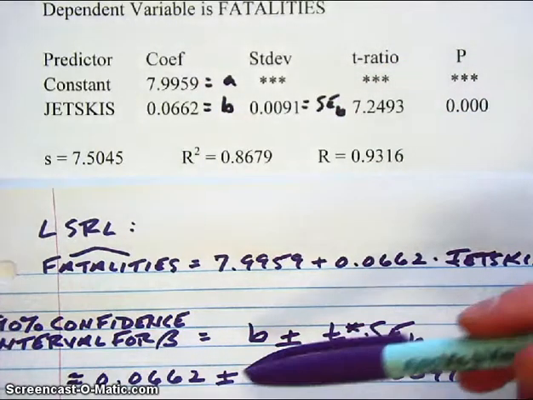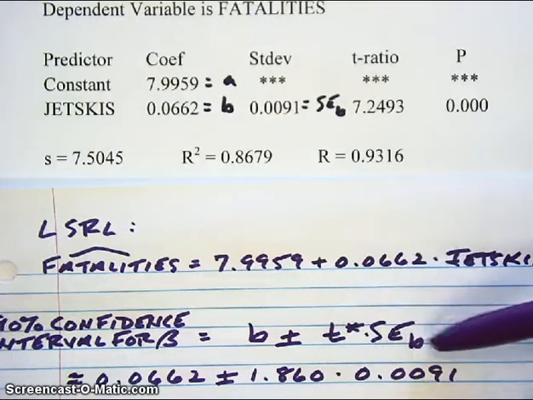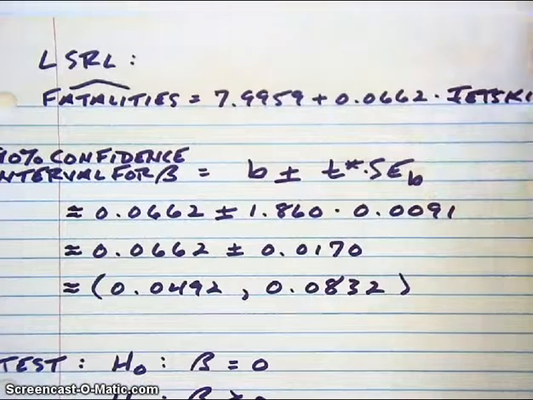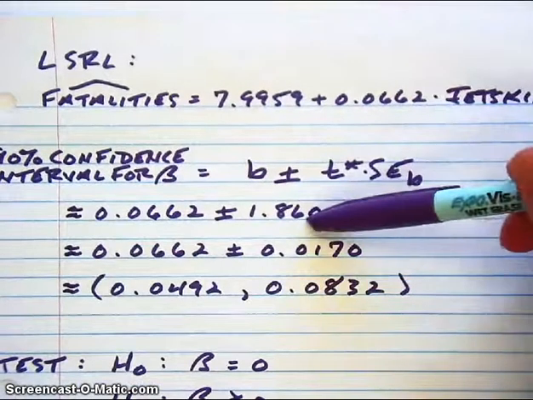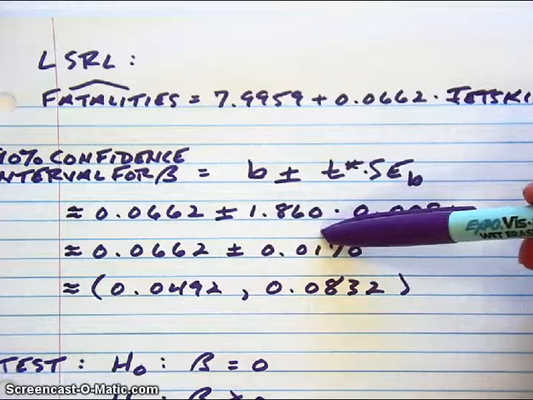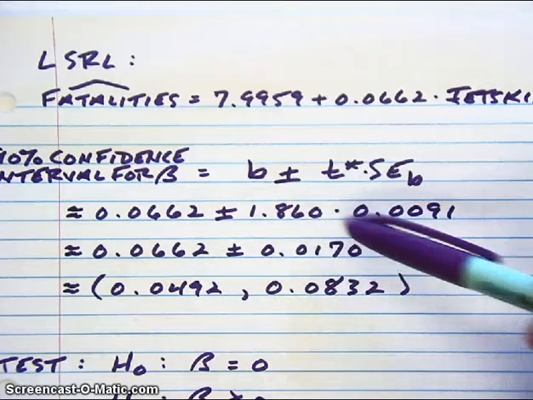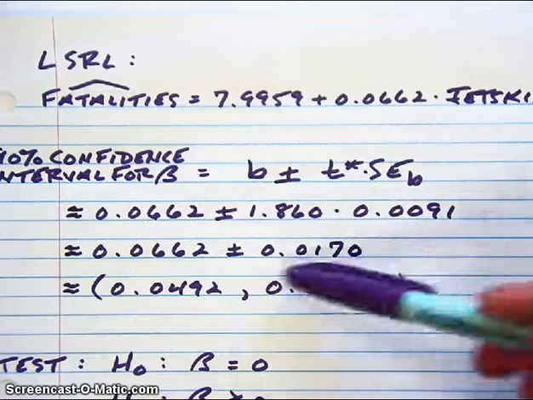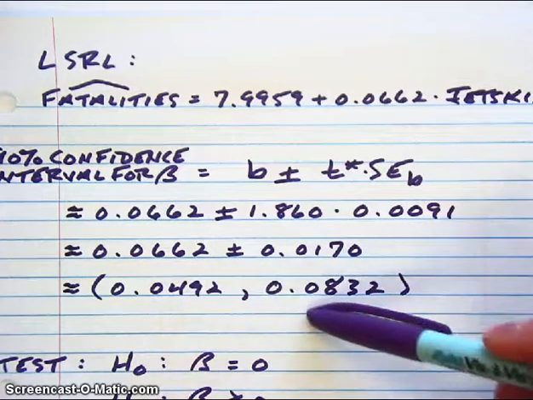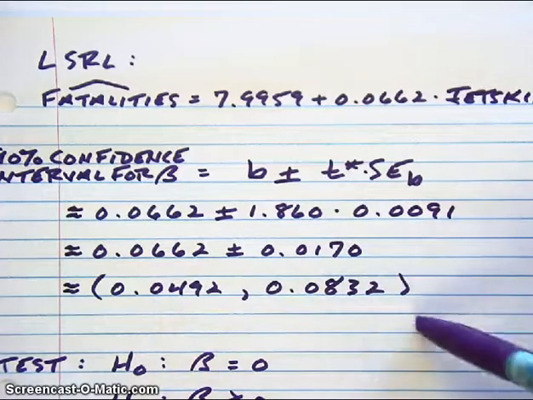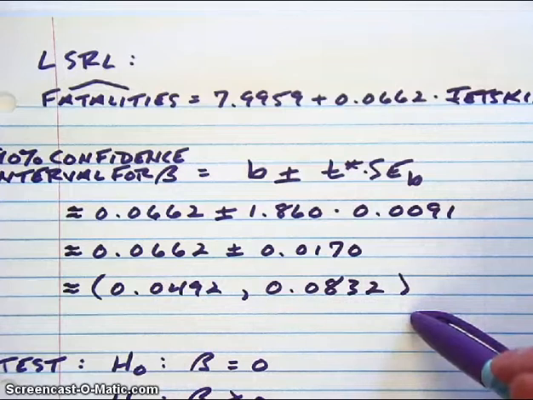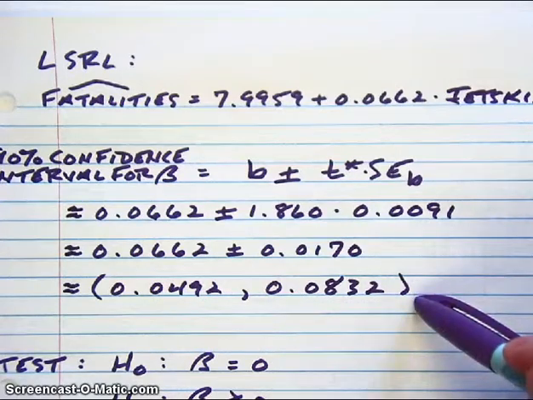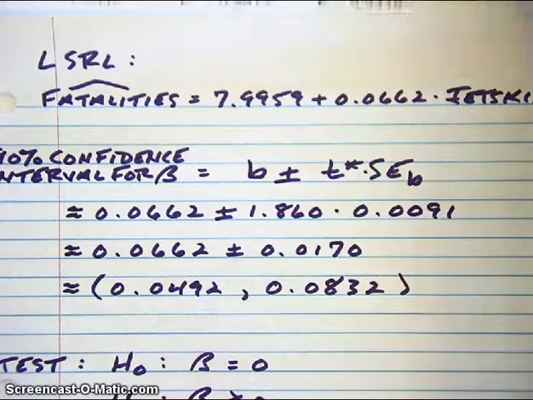The 90% confidence interval for beta would look like B plus or minus T star times SE of B. Now we go to the T table to get this. We have 8 degrees of freedom, and 90% confidence gives us 1.860 from the table. Then we plug in the other things from the computer output, and we simplify it down. We get 0.0492 to 0.0832, which is not quite the same as what the calculator gave us, because we have some rounding error in here, and that's primarily why our answers don't perfectly agree, but they're pretty close.